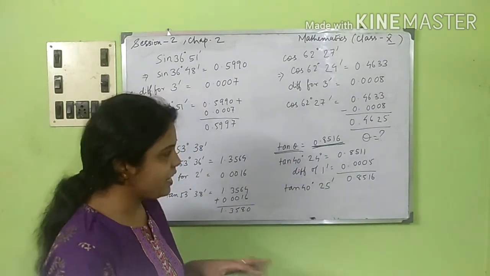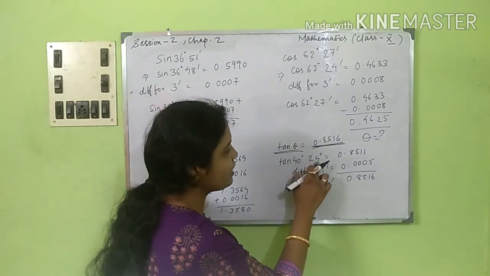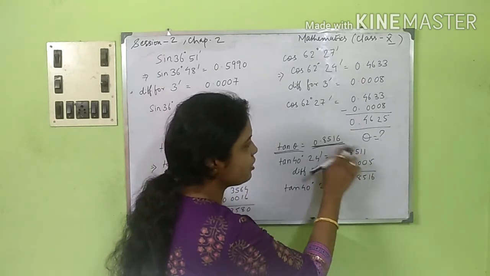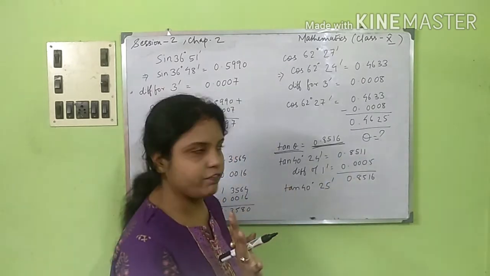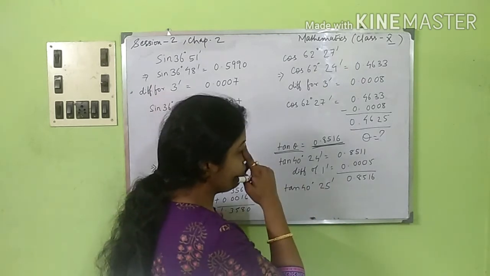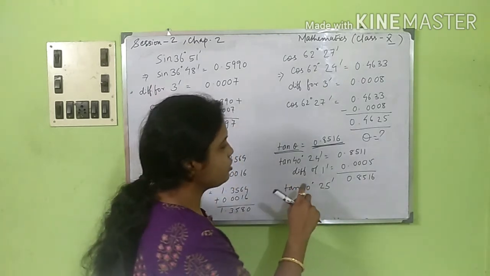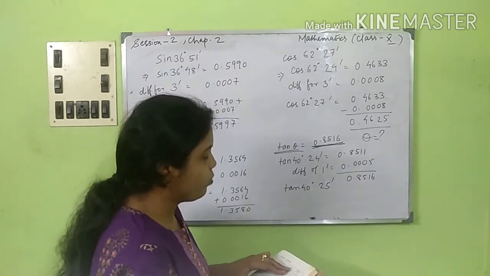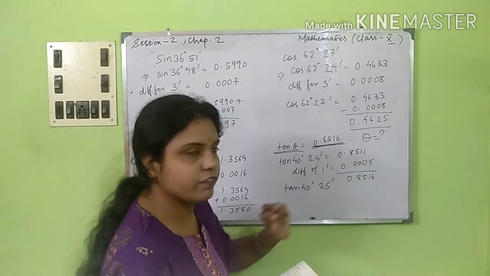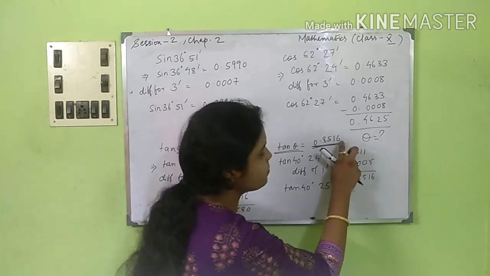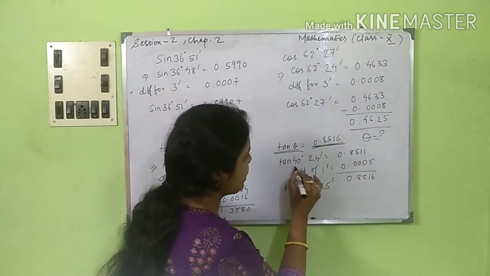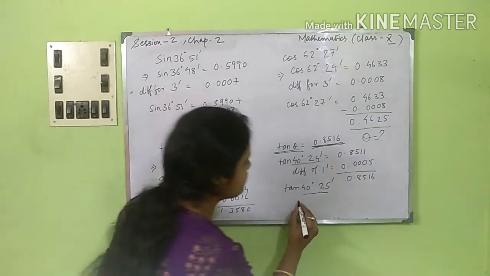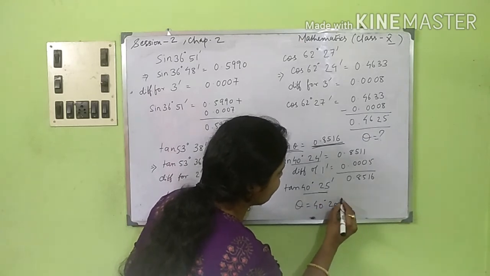After searching, I have seen that tan 40 degree 24 minutes gives 0.8511, because here you can see there is a difference of only 5. So let's see what it's coming to. The difference of 1 minute was given as 0.0005 in the table. That means if we add these two, we get this particular result. So tan 40 degree 25 minutes is the answer. That means theta is equal to 40 degree 25 minutes.